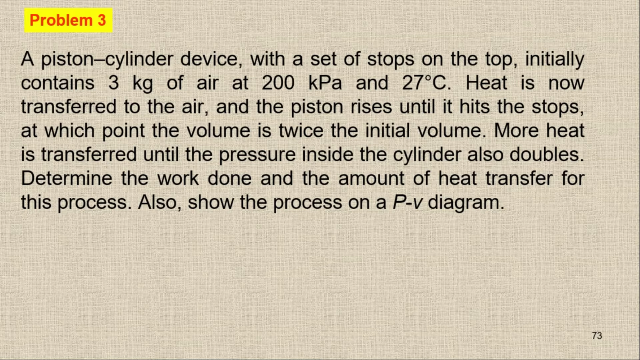So right now we have air, so it's an ideal gas, so we cannot use the steam table. Rather, we have to use PV is equal to mRT. So we have air at 200 kilopascal and 27 degrees Celsius. So temperature is given, but we have to use it in Kelvin. So 27 plus 273, so it will be around 300 Kelvin.